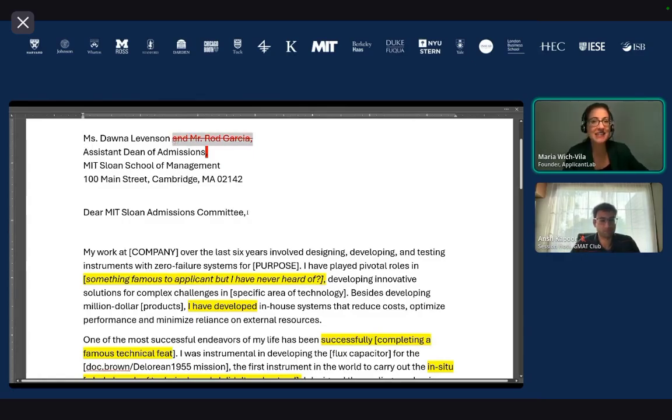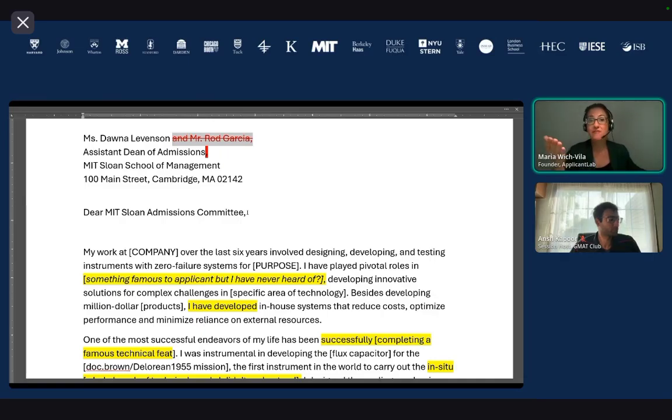Rod Garcia has not worked at MIT Sloan for about 3 years. Rod Garcia retired, I believe, in 2021. So I am sure that what happened with this situation is that this candidate probably looked up MIT Sloan sample essay, right? They probably Googled something like that.